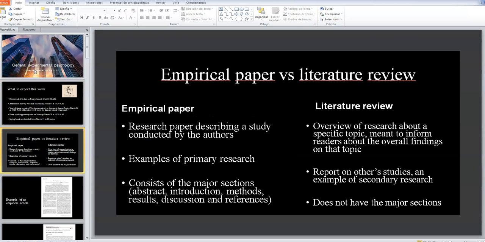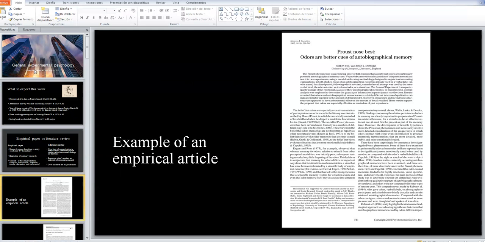Now, quick review of what we've seen, the empirical paper versus the literature review. As we've said, the empirical paper is something conducted by the authors, and it's a primary example of research. What characterizes the empirical article, and I'll say it again, is that the authors of the article were the ones that conducted the study on which the article is based. So we're going to pretend by the second half of the semester that each of you is an author describing a study. You're going to take on the role of writing an empirical article, as if you were the main researcher and the primary author. So you're going to write an empirical paper.